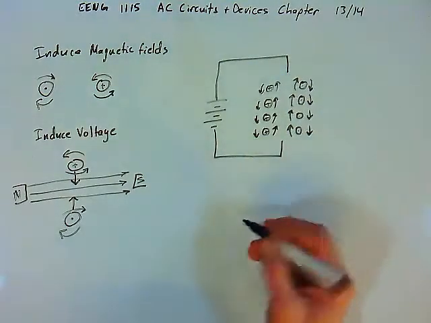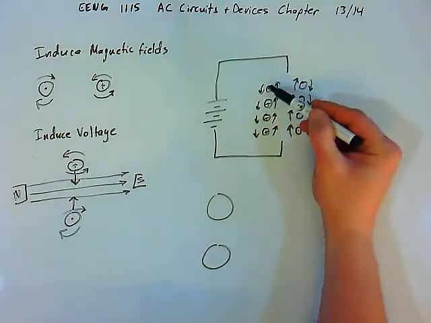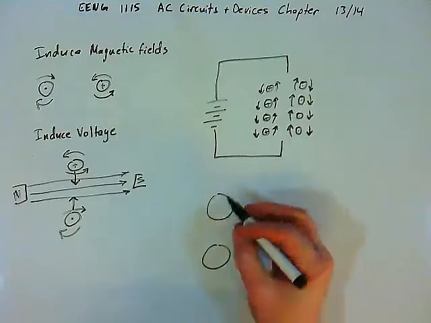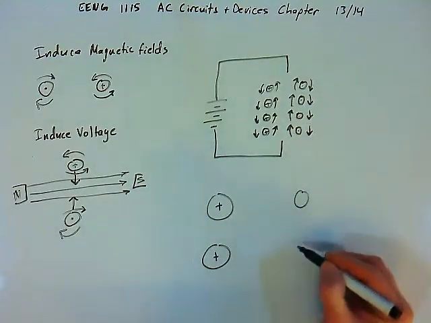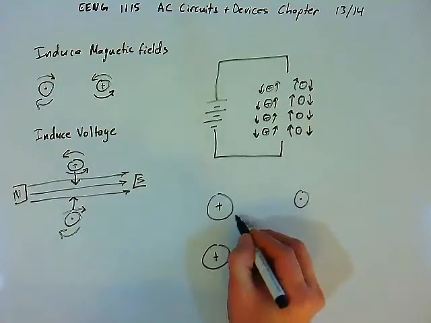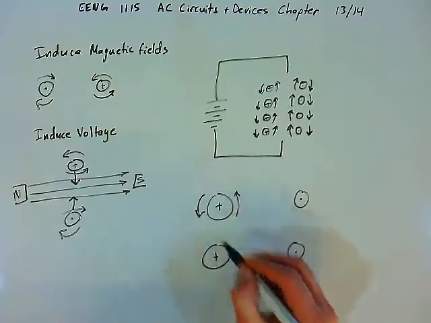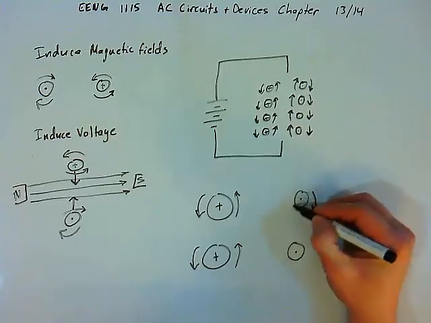Now let's take a look at this a little bit larger. We have two neighboring turns of wire. They're drawn here. And two neighboring turns of wire over here. And the fields here are counterclockwise, and here they are clockwise.